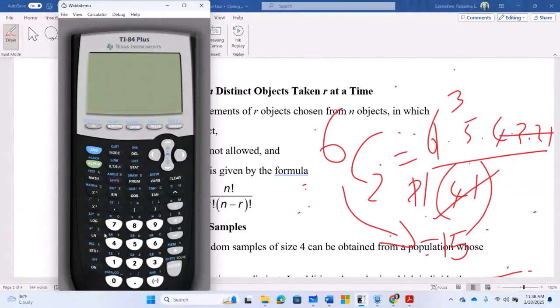Okay, so the first thing I want to do is turn my calculator on, clear. Type in the sample size, so that's 6. Go to math, arrow to PRB. Combination is number 3. Type 2, hit enter, and that is 15. So 6 combination 2 is 15.